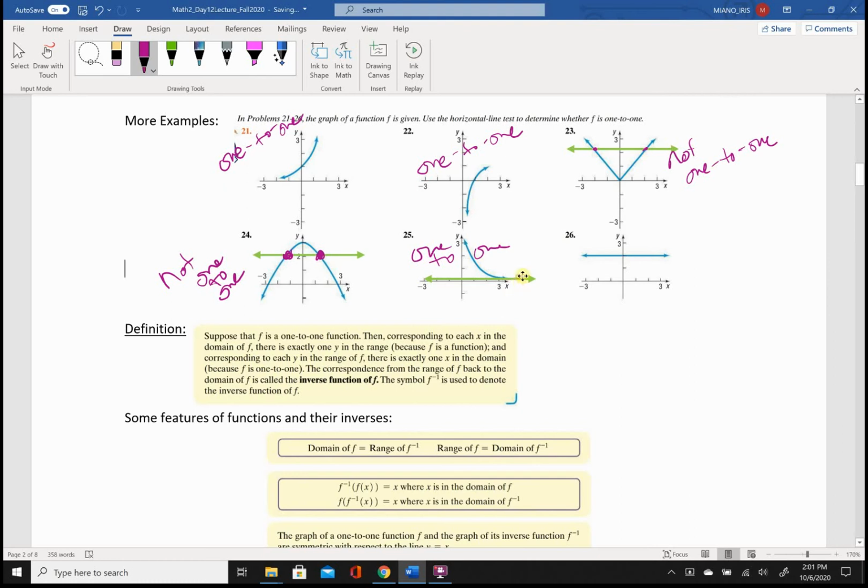However, looking at number 26 here, as soon as I hover that green line directly over the blue line, there are actually infinitely many points of contact going on right here, right? So it only needs to cross twice in order for it to violate the horizontal line test. So we would say that any horizontal line is not 1-to-1.